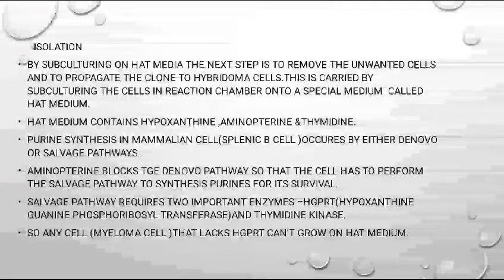Purine synthesis in mammalian cells, such as splenic B cells, is achieved by either de novo or salvage pathways. Aminopterin blocks the de novo pathway, so the cell has to perform the salvage pathway to synthesize purines for its survival. The salvage pathway requires two important enzymes: HGPRT, the hypoxanthine guanine phosphoribosyl transferase, and thymidine kinase. So any myeloma cells that lack HGPRT cannot grow on HAT medium.